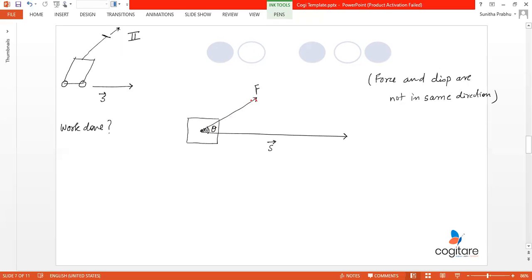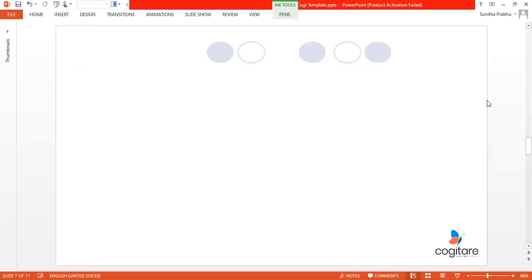You know about resolution of forces, right? If I have a force here, you can resolve it along the horizontal and vertical directions. Do you know about that or not? Not really? No, sir. Okay, don't worry, I'll tell you.